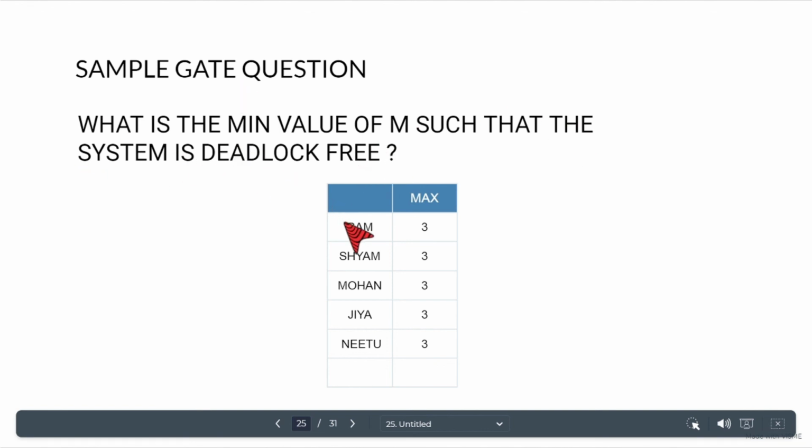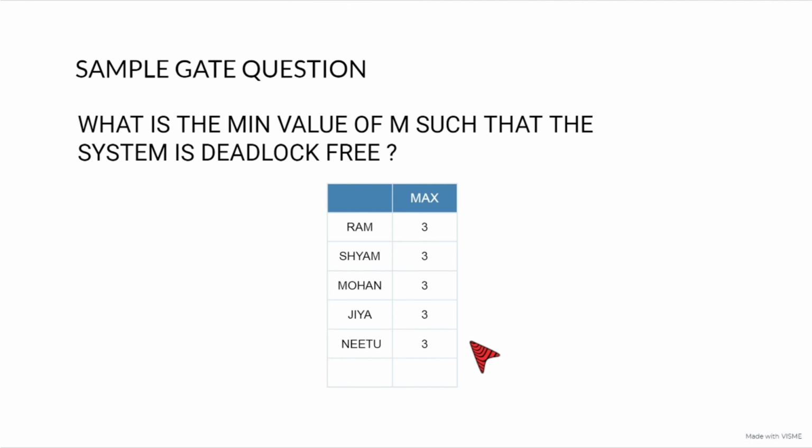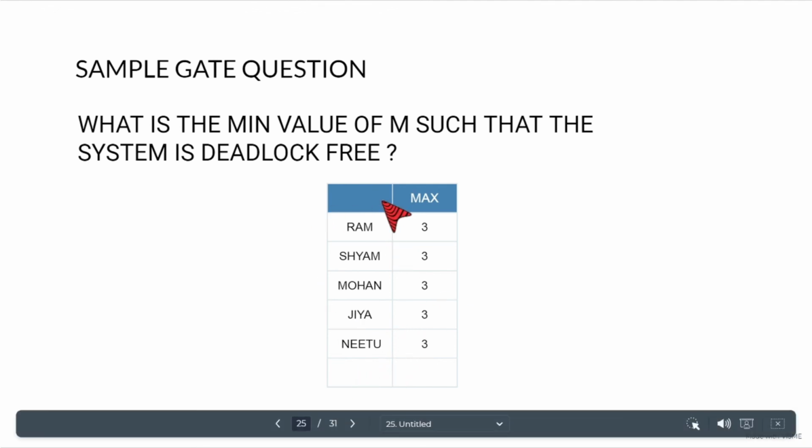Okay, they are given five processes, that is five names: Ram, Sham, Morgan, Jia, Nitu, and the max is 3, 3, 3, 3, 3. So we need to find the minimum value of m. What is m? The minimum value of m is the available resources. Like for example, take these five students. These are five students, and they need pens. The max pens they can have is 3, 3, 3, 3, 3. So we need to find the minimum number of pens that we need to allocate to these students to make sure the system is deadlock free.